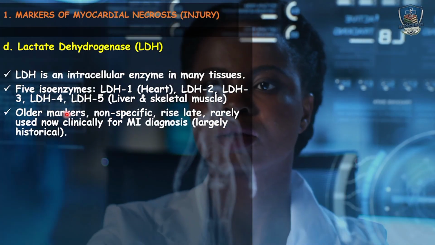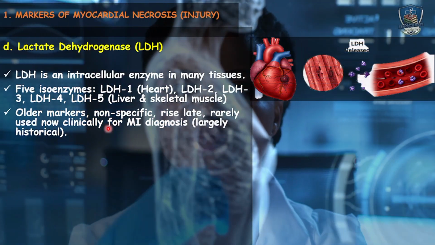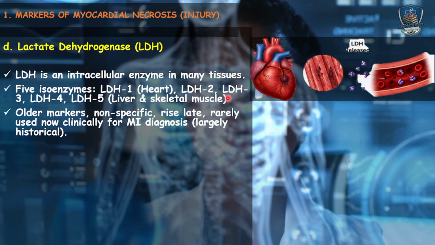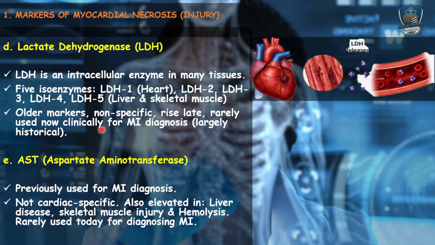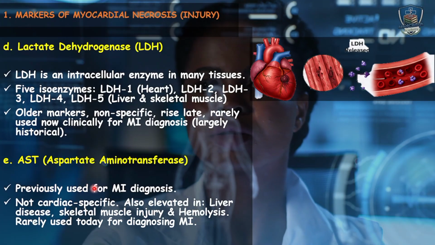So these are the older markers that are specific. They rise late and are rarely used now clinically for MI diagnosis. They were used historically, but nowadays we don't use LDH. We also have the AST, or the aspartate aminotransferase. I know you have heard this one before, especially when it comes to LFTs.